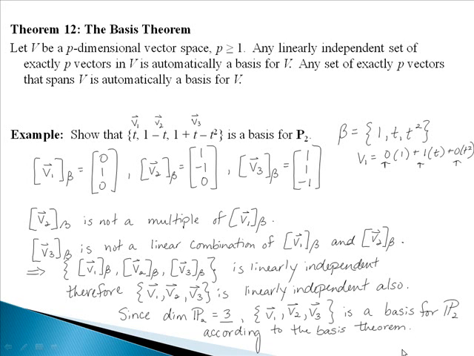And then since the dimension of P2 is 3, the set containing V1, V2, and V3 is then a basis for P2 according to our basis theorem, Theorem 12 from up above.